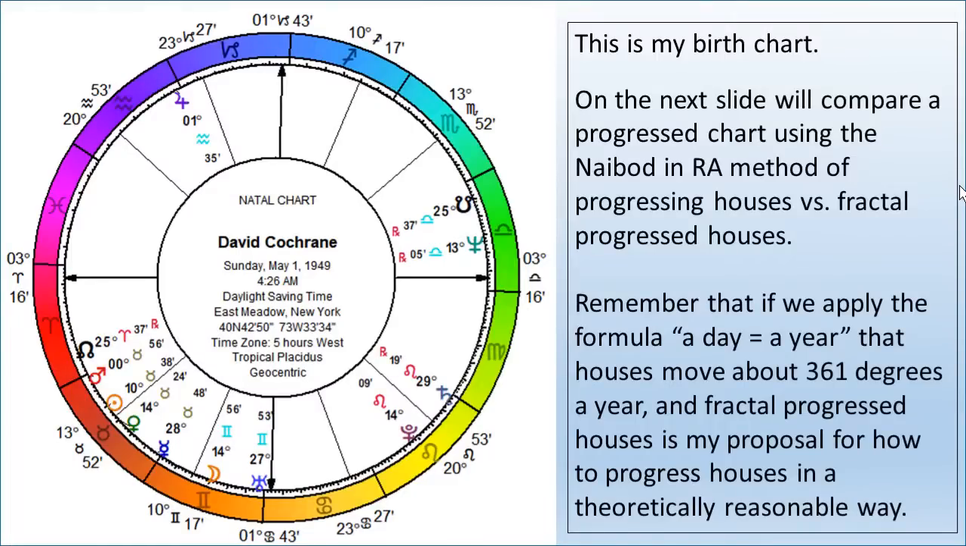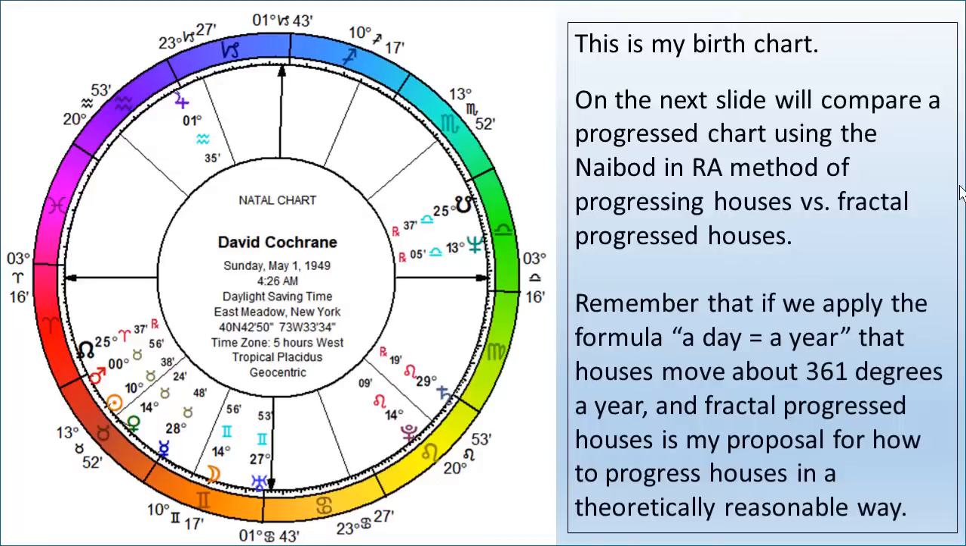Okay, so how do we know? We can just run progressions and look. We can just see what the difference is and see what happens. So here's my birth chart, and now we're going to look at what difference it makes in the calculations if we use the Bija correction versus the anomalistic correction versus no correction.